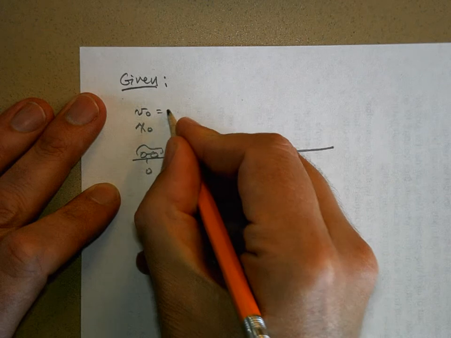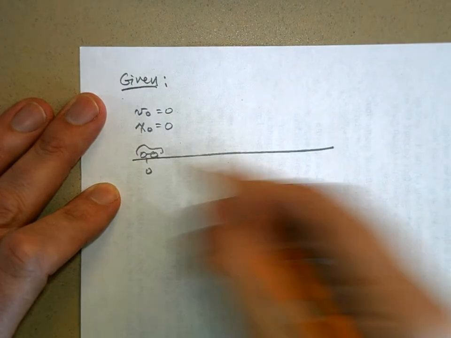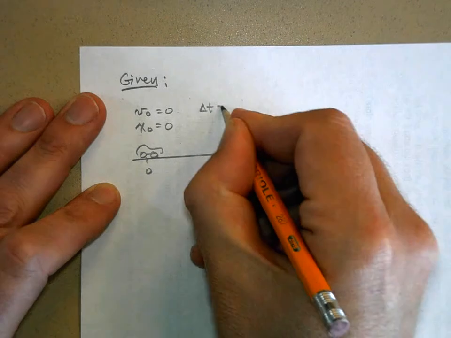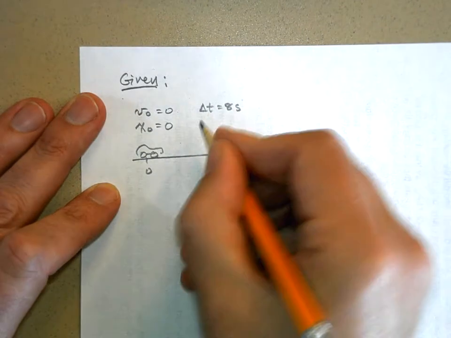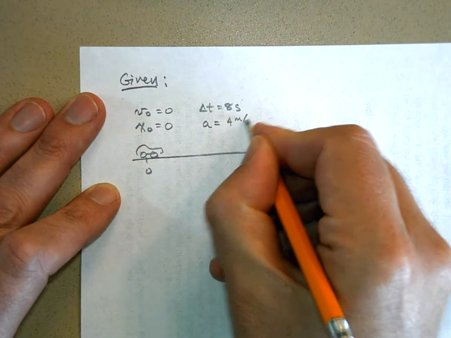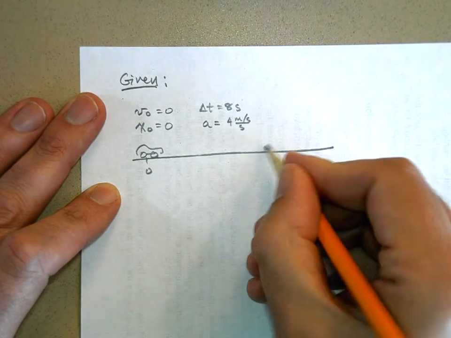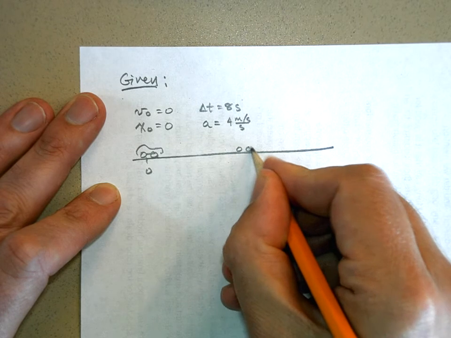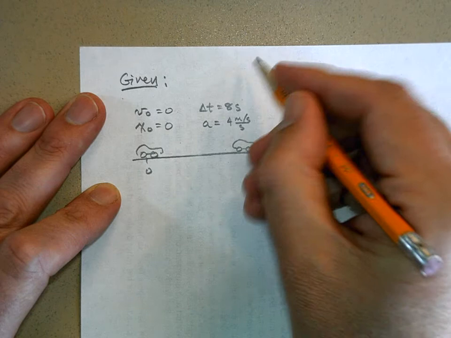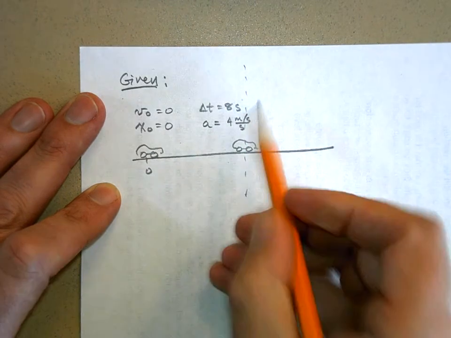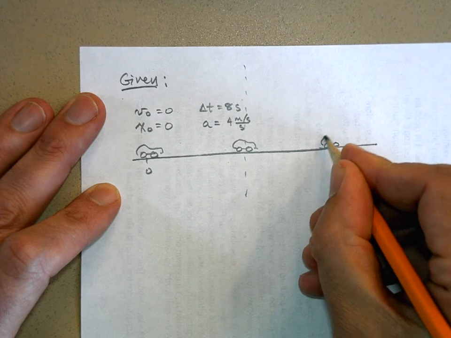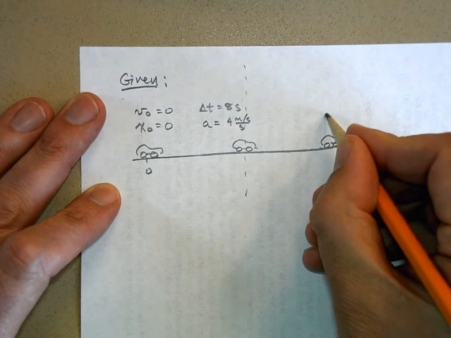And then for a period of 8 seconds, so delta t equals 8 seconds, we have an acceleration that is equal to 4 meters per second every second. And then we'll reach our maximum velocity. And then we start to slow down. So this is kind of the first part of the problem over here. And then the second part of the problem, well, we come to a stop right here.